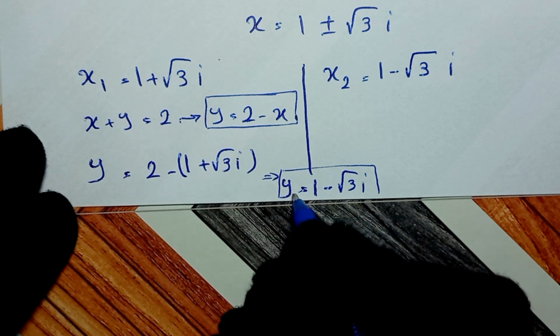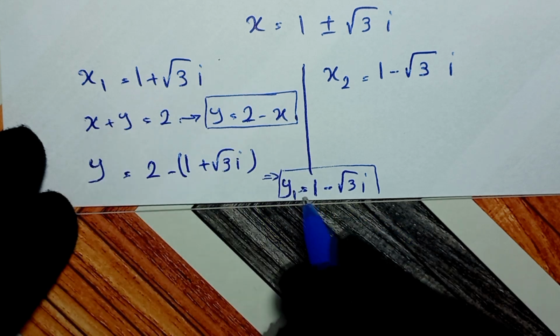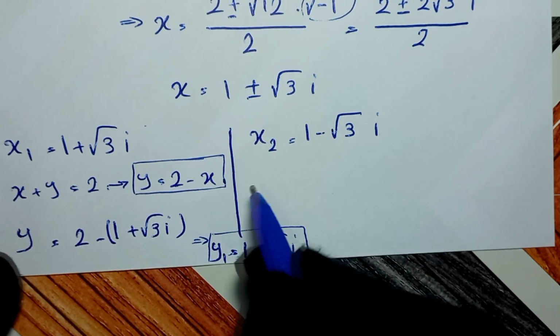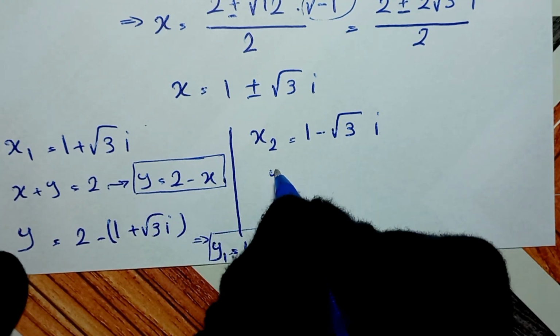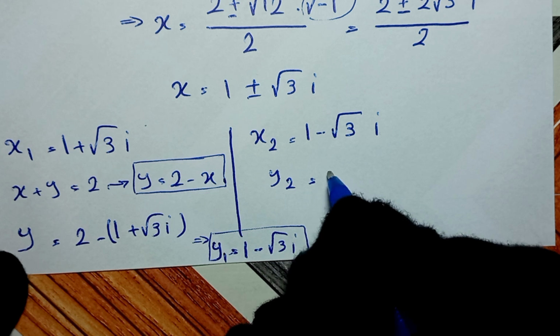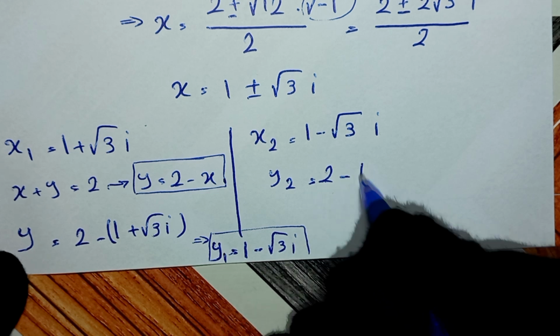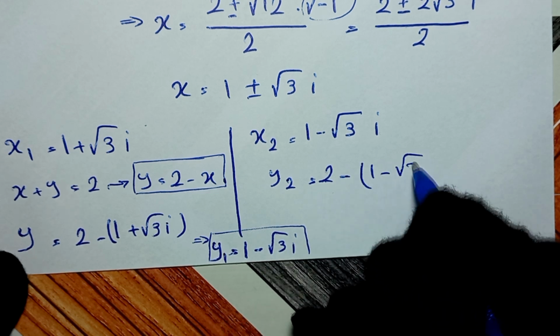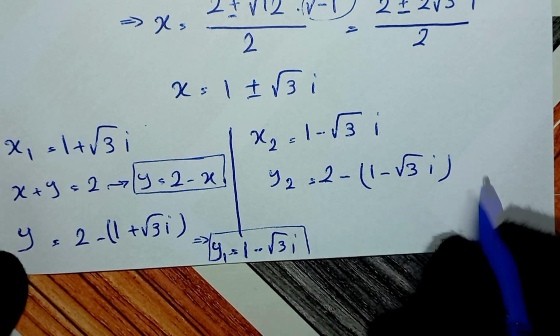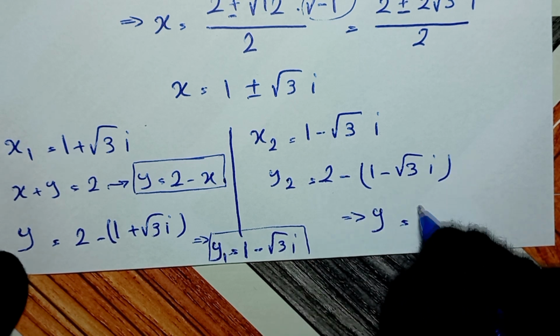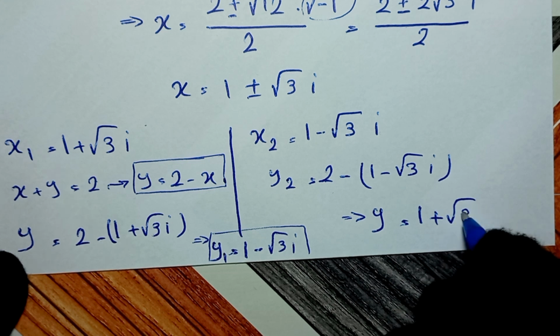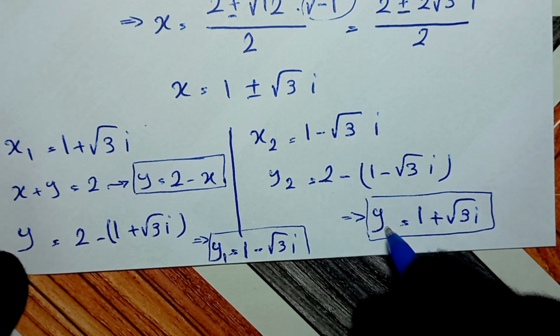And we can write this as x1 and y1. And from here, y is equal to 2 minus x, so we write y2 is equal to 2 minus 1 minus square root of 3i, right? And from here, y is equal to 1 plus square root of 3i, and this is y2, right?